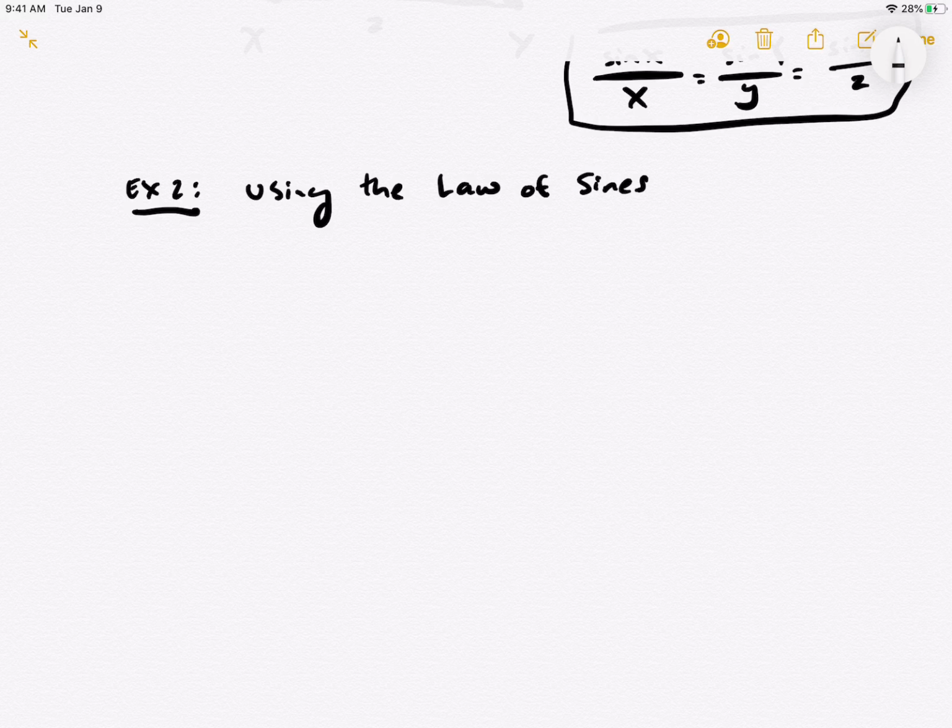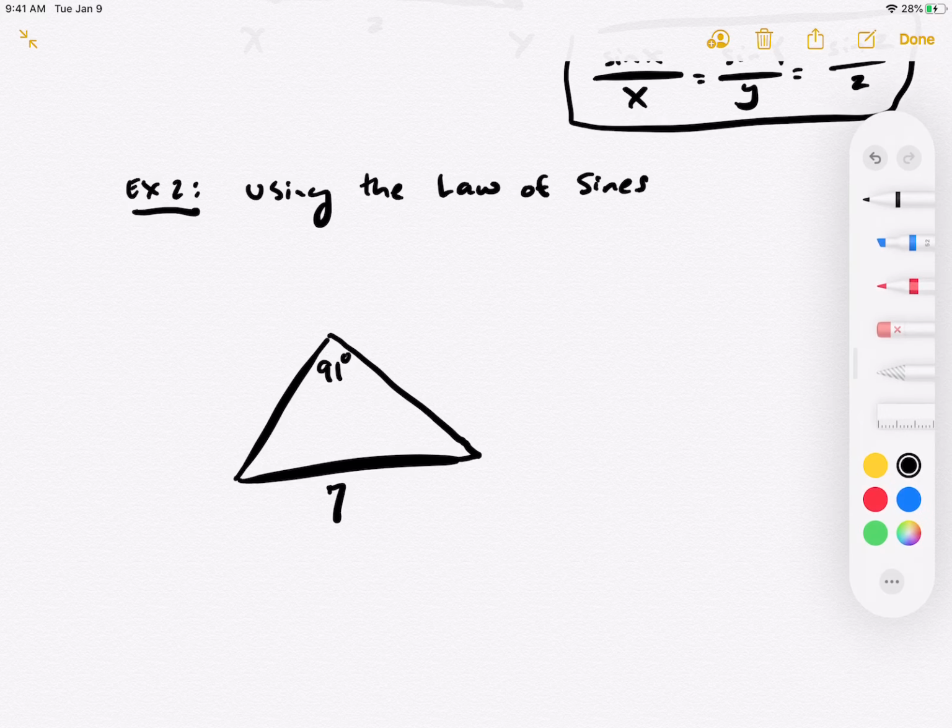Okay, let's say I have a triangle here. And let's just say I have a 91 degree angle. Now I know automatically this is an obtuse triangle. And let's say I have a side across from it that's 7 units long. And I'm going to give you one more piece of information about this triangle.